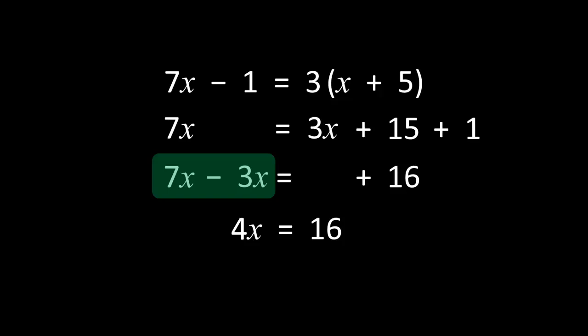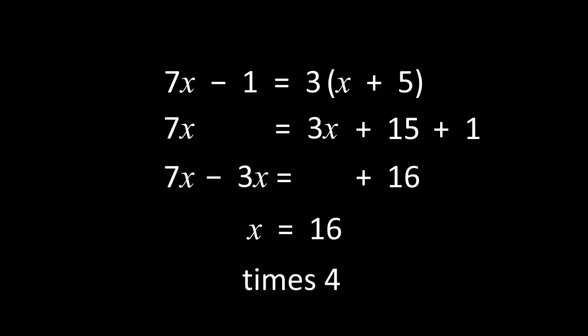Have we got x on its own? Nope, there's a 4 in the way. What's the 4 doing? Well, that 4 is multiplying by 4 on the left. Move it to the right, it'll do the opposite. The opposite, divide by 4. 16 divided by 4 is 4.